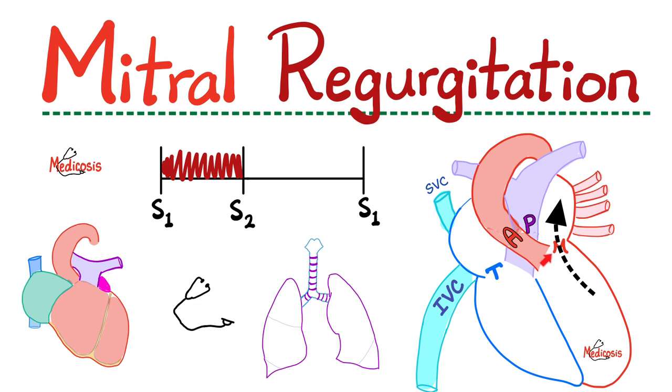The mitral valve is the valve between the left atrium and the left ventricle. Normally, the blood should flow from the left atrium to the left ventricle and not the other way around. But in mitral regurgitation, it does flow in the opposite direction from the left ventricle to the left atrium. What are the causes of mitral regurgitation? What are the symptoms? How can we diagnose it? How can we treat it?